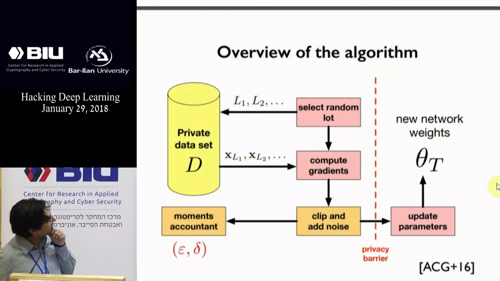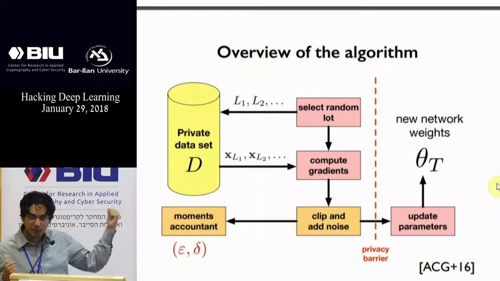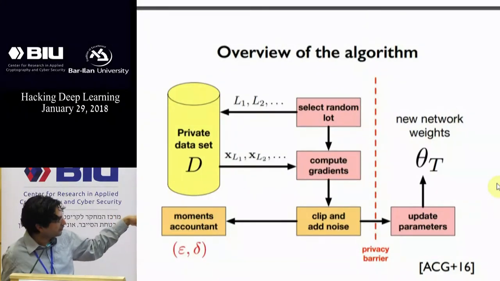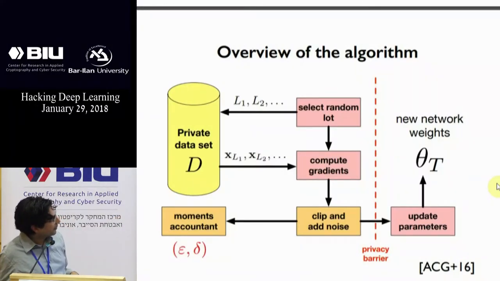So how does this learning algorithm work? You have this private data set. What it does is you essentially select a random subset of the data, compute some gradients, post-process the gradients, and then once you post-process the gradients, you have to keep track of the total privacy loss. You have this accountant system that's running in the background. And then you update your network weights. As I said in the previous slide, it's using mini-batching, it's using some gradient clipping, and a couple of other things in here.